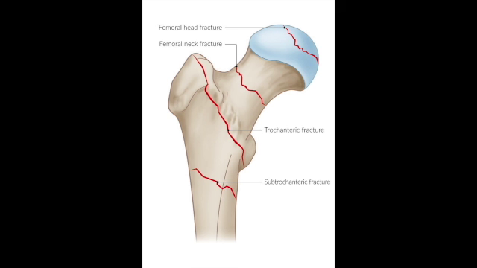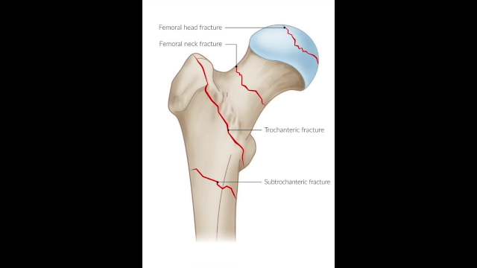So starting with femoral neck fractures, this is proximal, cephalad to the trochanters. Fractures of the femoral head and neck are associated with a higher incidence of avascular necrosis. Very important. Intertrochanteric, between the greater and lesser trochanters, and subtrochanteric, below the trochanters. Intertrochanteric and subtrochanteric are extracapsular. Femoral head and neck fractures are intracapsular.